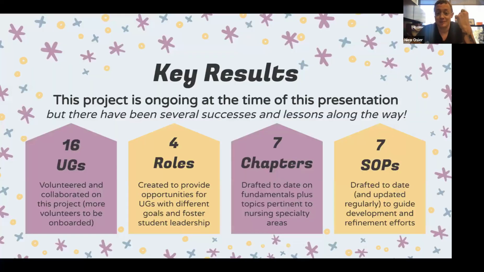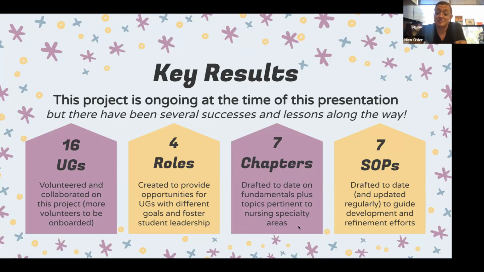So how's it going? Well, the textbook is still being written at the time of this presentation, but it's going pretty well, and there have been a lot of successes along the way. So far, 16 undergrads have collaborated on this project, and we have a new cohort of undergrads who are going to be onboarded soon. There are 4 roles for students to work in: writer, editor, image finder slash alt image text writer, and image generator.